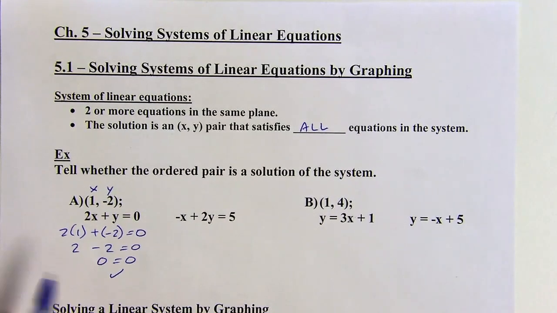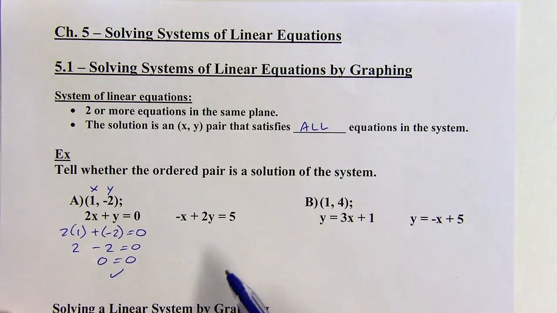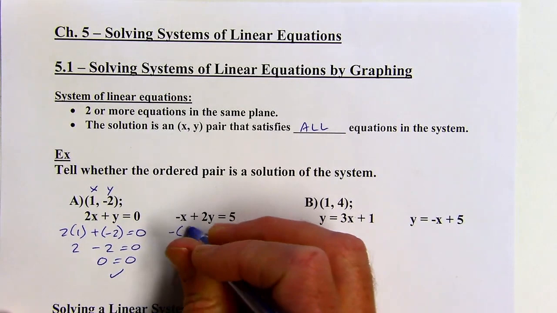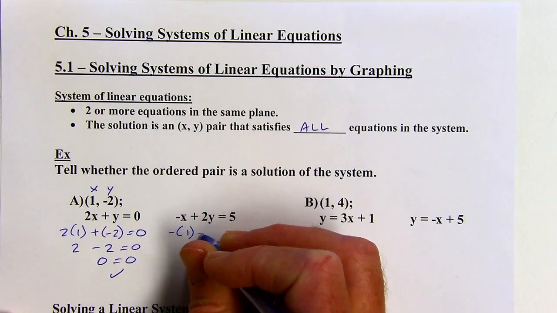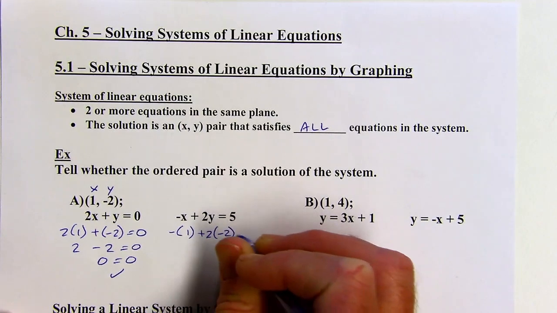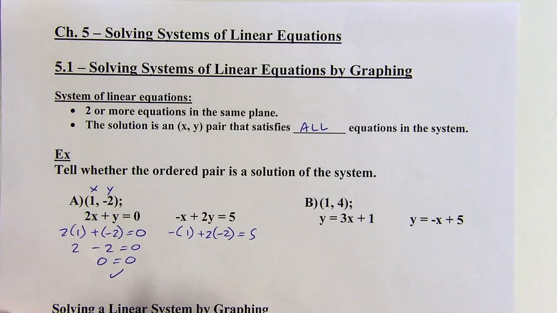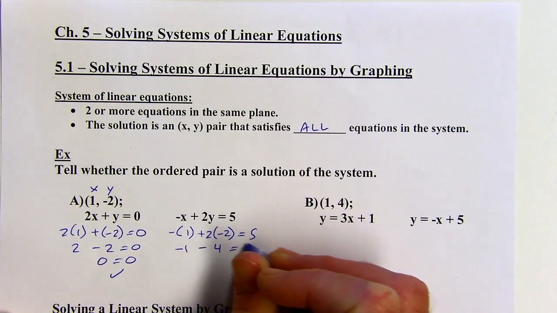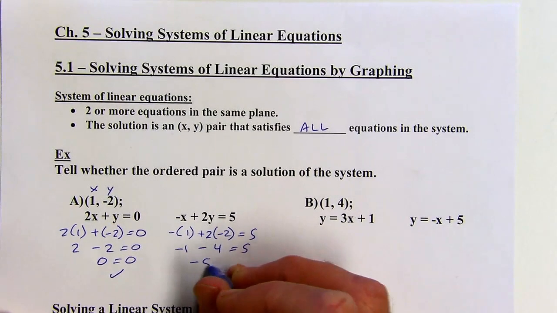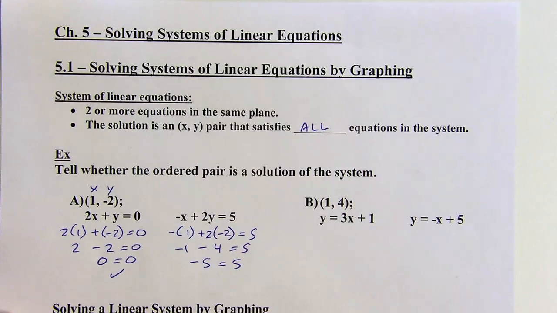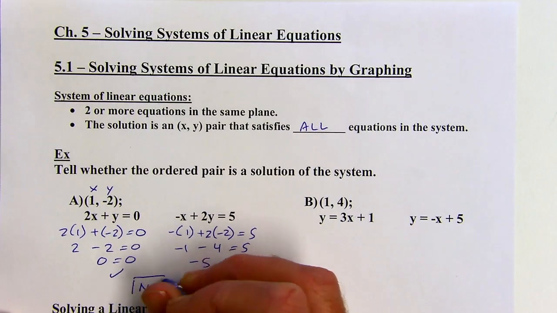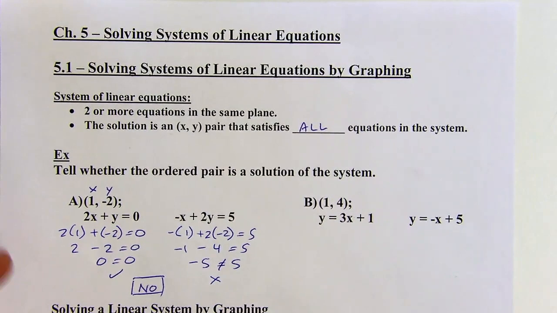But I don't want to assume yet that this is a solution for the whole system. I still have to test it out in the second equation. So when I substitute, I'm going to use parentheses, as that will help with the order of operations. Okay, so now I'm going to start simplifying. 2 times -2 is -4. And then when I combine those, I've got -5 equals +5. Well, that's not true. -5 does not equal +5. So it fails with this equation. So that means that no, that is not a solution to the system.